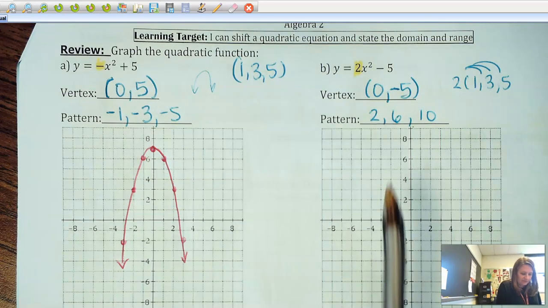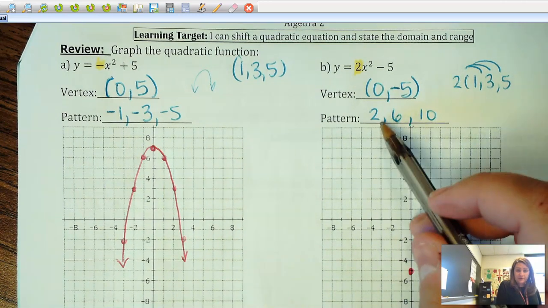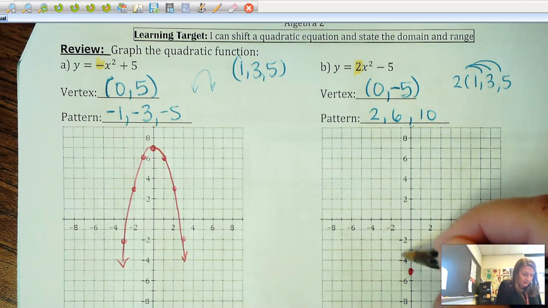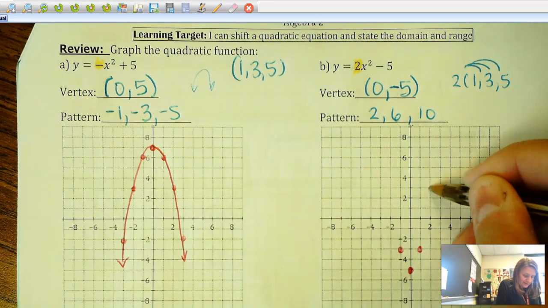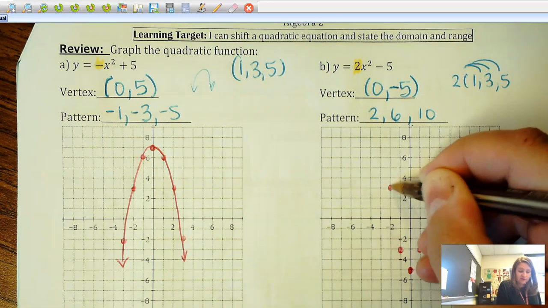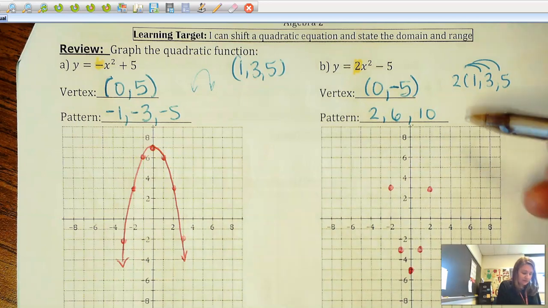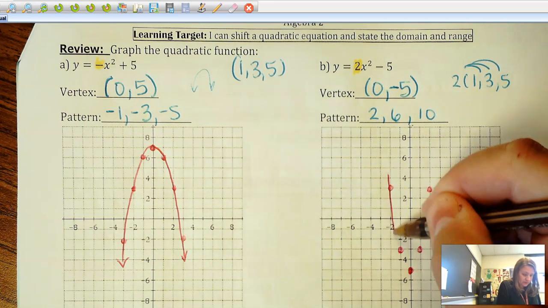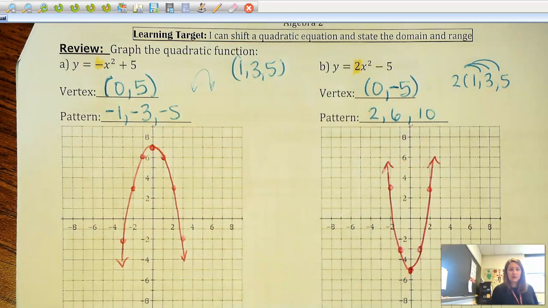And over here, my vertex is 0, -5, so down here. Now, the pattern here, I'm going to go over 1, up 2, and then over 1, up 6, and this is 5 points, so that's plenty to get my graph going. I don't have enough room to go over 1, up 10, so this is plenty. And just do your best to make a U shape. It does not have to be perfect.